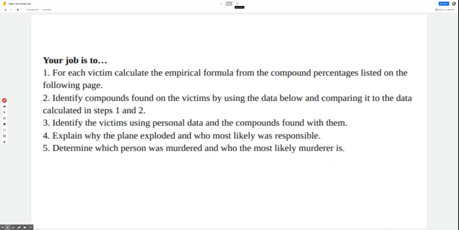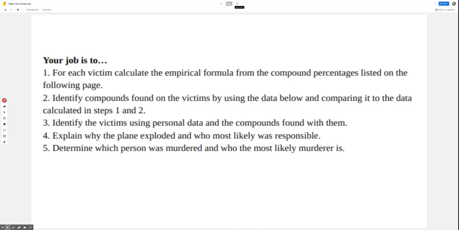So here are the steps we're going to take. We're going to calculate the empirical formula from the compounds listed on the following pages, which are all different slides. So we're going to find out what the compounds were based on the percent composition of each compound for each victim. Then we're going to identify those compounds using a chart that lists a bunch of common compounds with their empirical formulas and what they are commonly used for. So we're going to find the empirical formulas, then use that to identify the compounds. Then we're going to use that information along with some personal information about each victim to match up the compounds with the victims with their names.